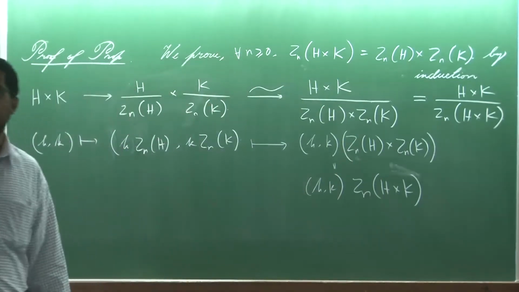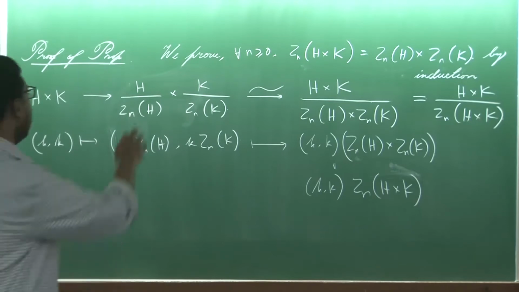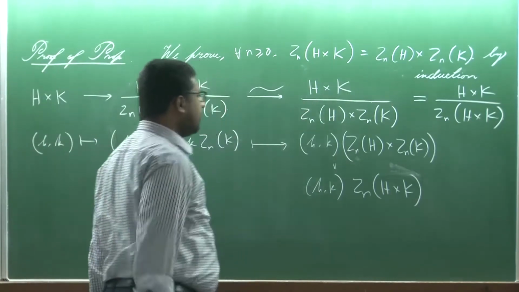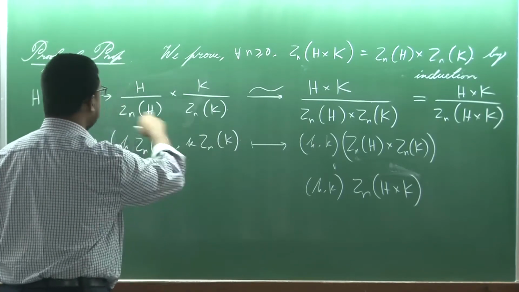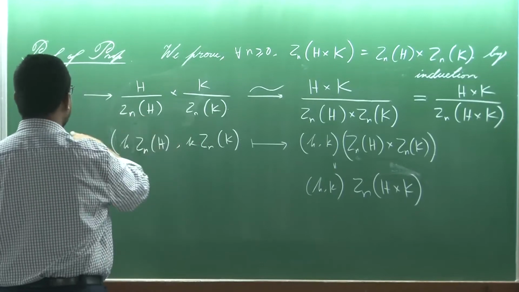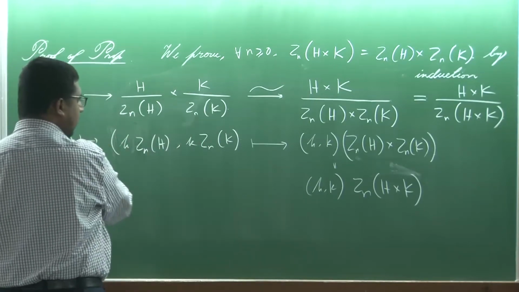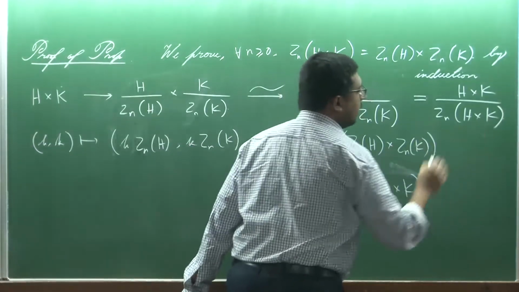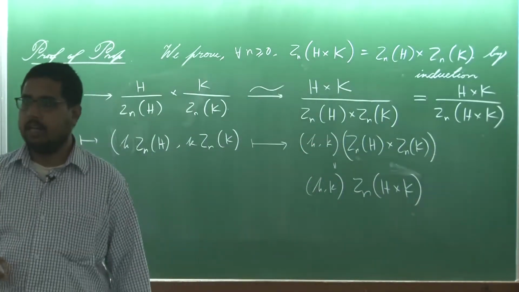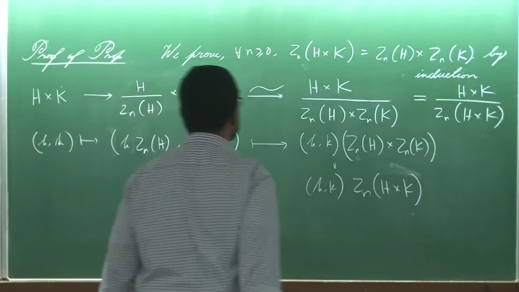From that we will derive it for n equal to 1, and for n equal to 0 this is already obvious. So then it will be proved for any non-negative n. Now you see that if you take the composition, it sends (H, K) to this. So from here to here this is nothing but the quotient map.